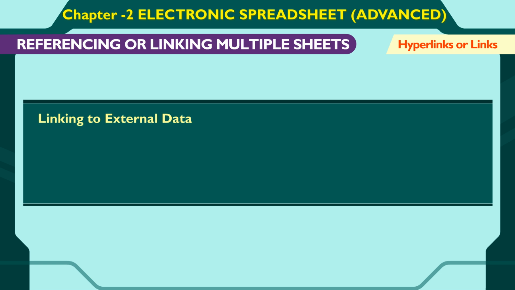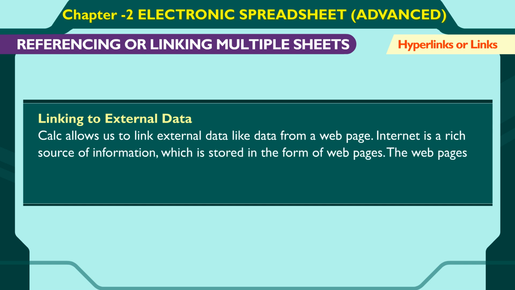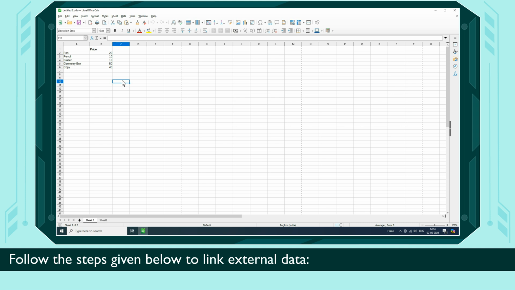Linking to external data. Calc allows us to link external data, like data from a web page. The Internet is a rich source of information, which is stored in the form of web pages. The web pages are written in HTML documents. Data on a web page can be stored in the form of tables. Follow the steps given below to link external data.